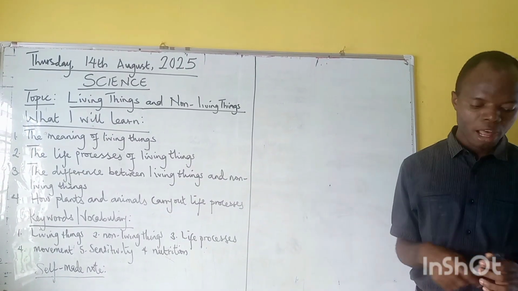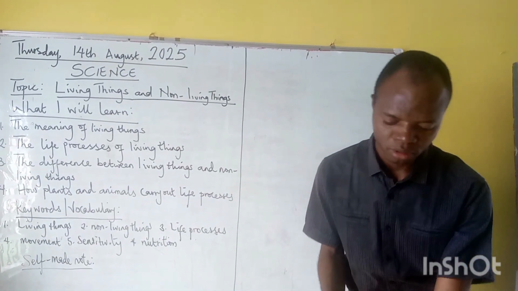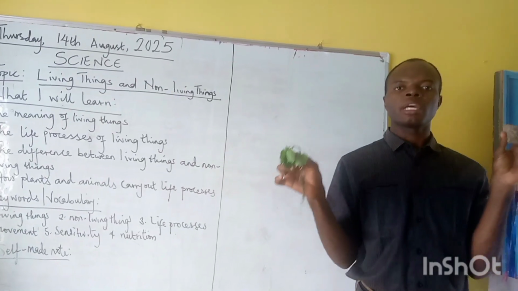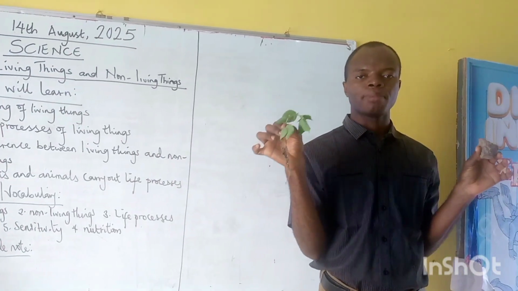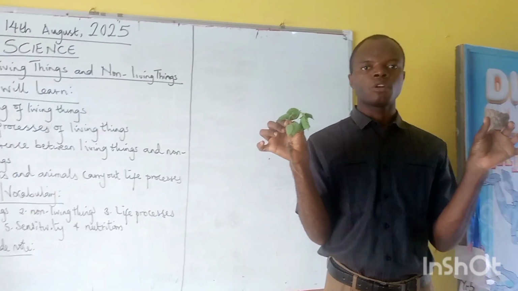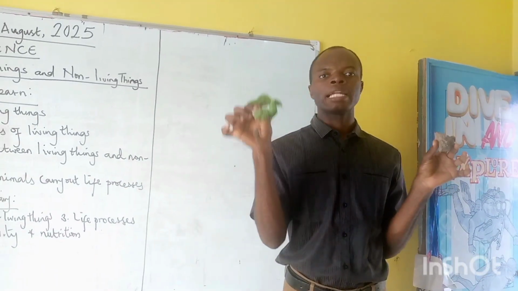Now, when we talk about living things and non-living things, I have two things in my hand. One is a stone, and this one is a young plant. What can you tell me about this? Or what do you observe? What's the difference between a stone and a young plant?